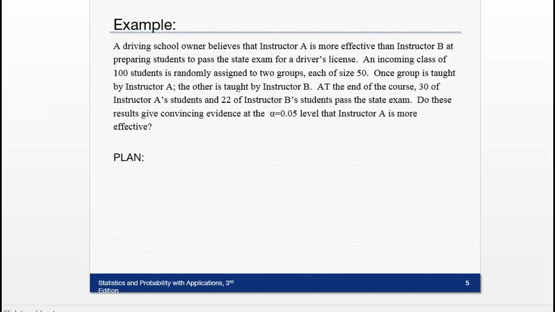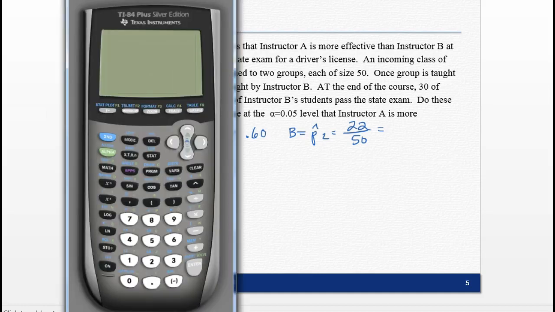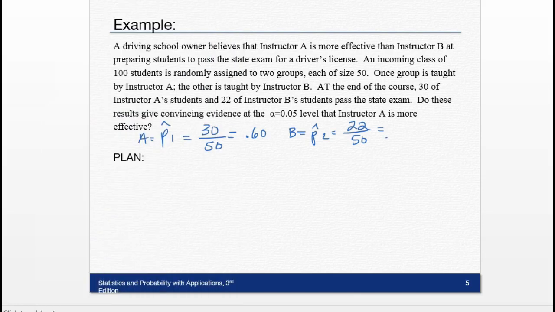All right, now go to the next step, the plan step. So we need to figure out, okay, P hat 1 is Instructor A. We said B is going to be P hat 2. Each of them had 50 students. At the end of the course, 30 of Instructor A's passed and 22 of Instructor B's. So let's think about this. This would be 60%. And on B's, that's 22 out of 50. Okay, so that's 0.44. All right, so we're going to need those values to do our normal test.